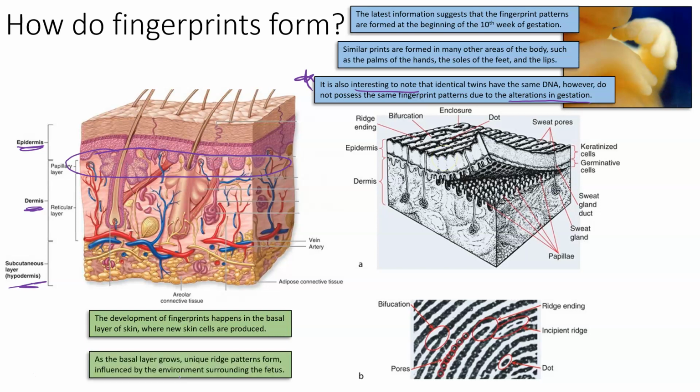Okay? As the basal layer grows, unique ridge patterns form, influenced by the environment surrounding the fetus. And like I said, the new skin cells are forming here, and so that's where all of the cell elongation takes place. As the cells elongate, they're pushing into each other, and it forms these ridge patterns.